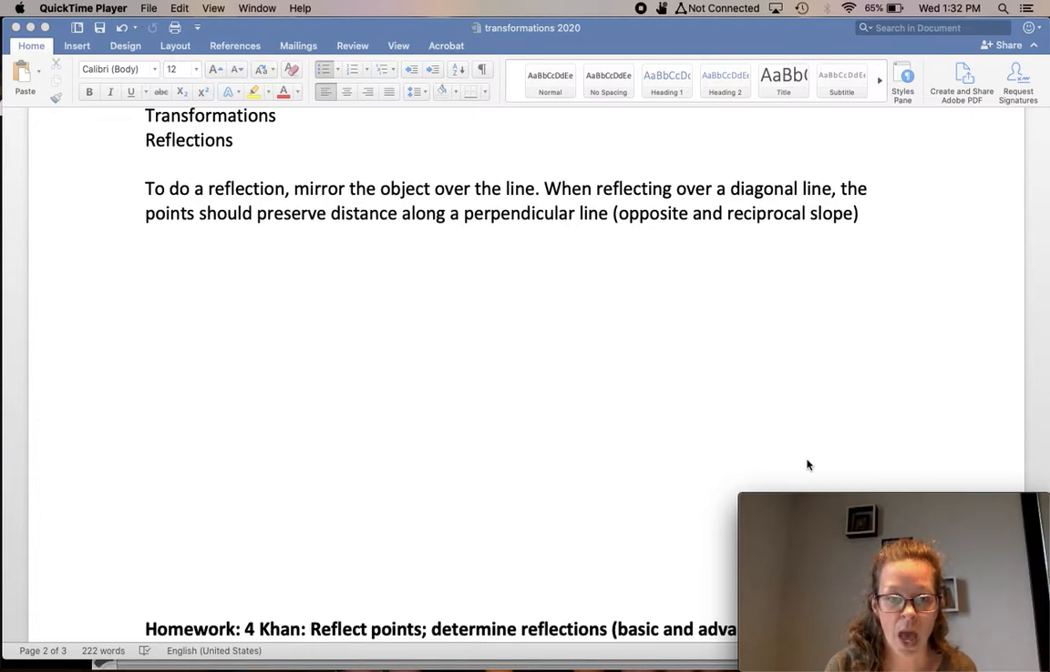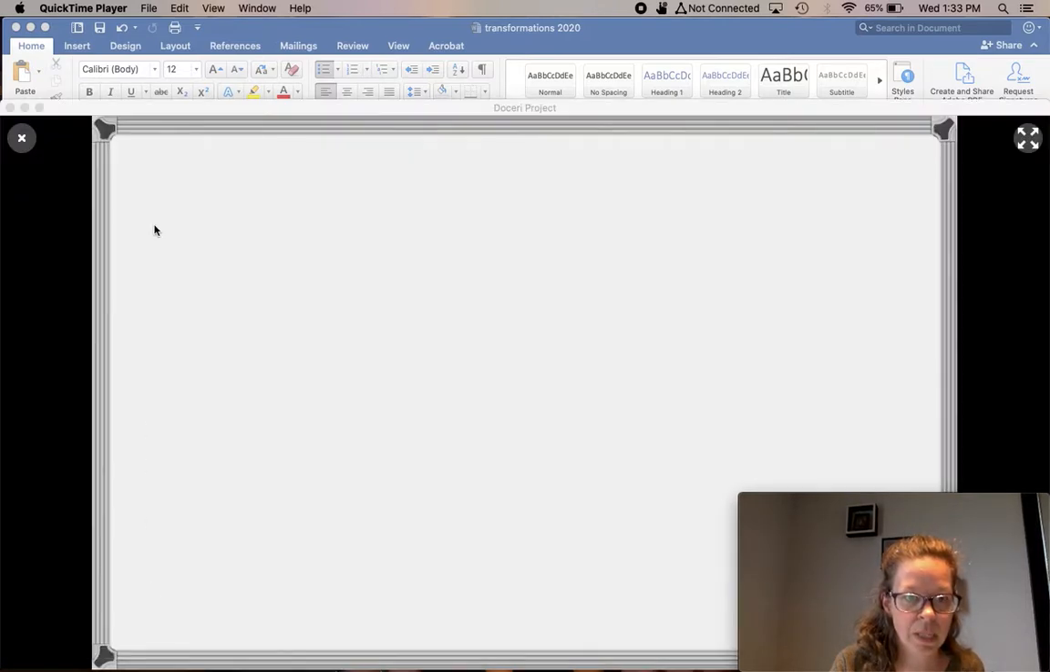When we do that, the points should preserve a distance along a perpendicular line. Now remember, perpendicular, we learned about perpendicular slopes in the last unit and learned that those slopes are opposite and reciprocal. So that's going to be kind of an important idea for us as we think about how to flip over diagonal lines, angled lines. So let's look at some examples.